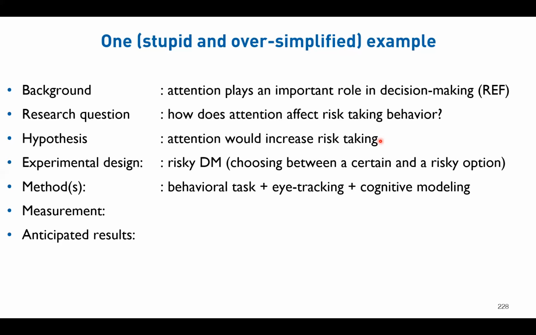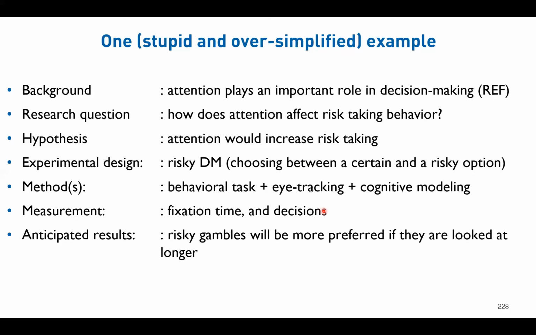And I would also like to use some cognitive modeling because cognitive models open up a window to look at internal variables that are otherwise undetectable by using only behavioral analysis. Okay? Good. And measurement here basically means dependent variable. I will measure the fixation time, so how long the participant is staring at something, and the decision. Do they choose the risky option or the safe option? Anticipated results.